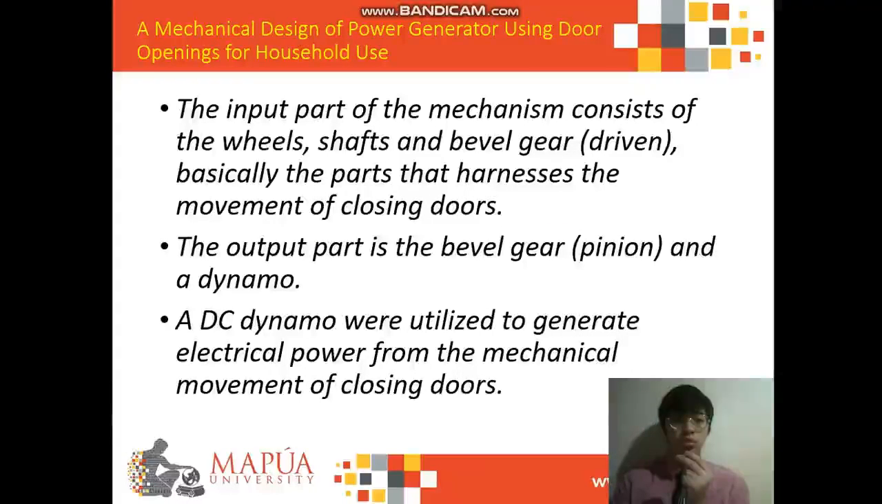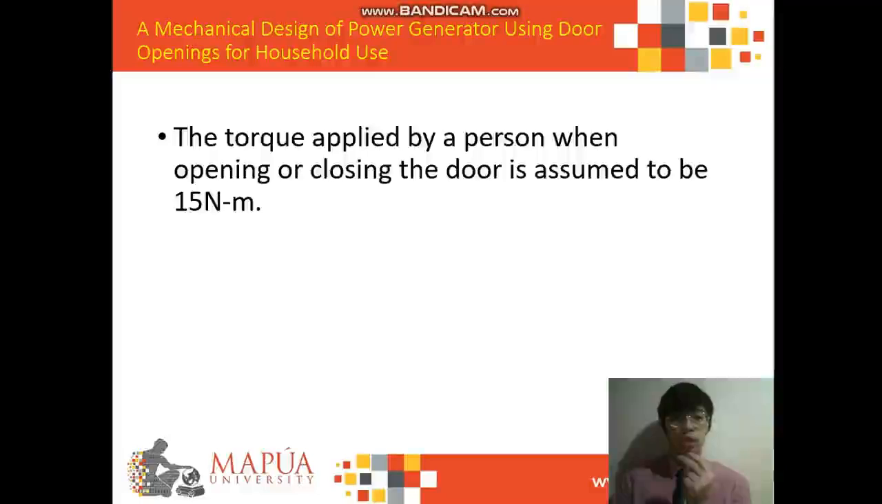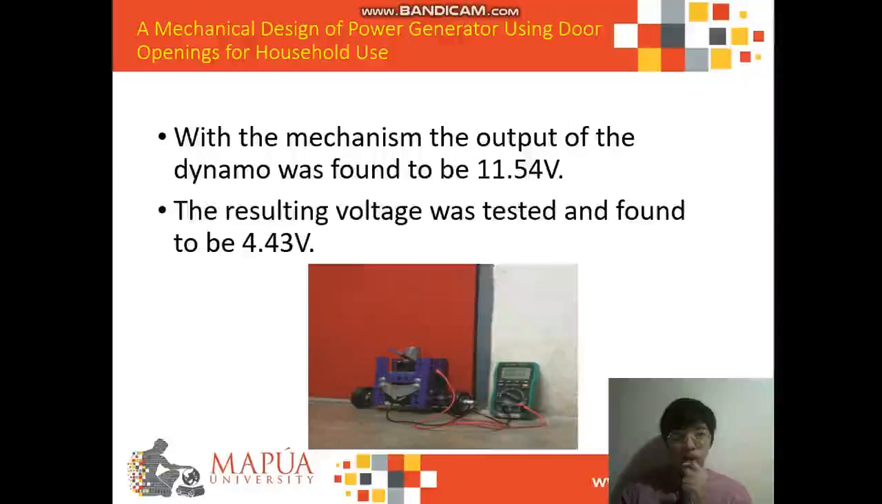The input part of the mechanism consists of the wheels, shafts, and bevel gear, which are basically the parts that harness the movement of the closing door. The output part is the bevel gear and the dynamo. A DC dynamo was utilized to generate electrical power from the mechanical movement of the closing door. The torque applied by a person when opening or closing the door is assumed to be 10 Newton. The output of the dynamo was found to be 11.54 volts. The resulting voltage was tested and found to be 4.43 volts.